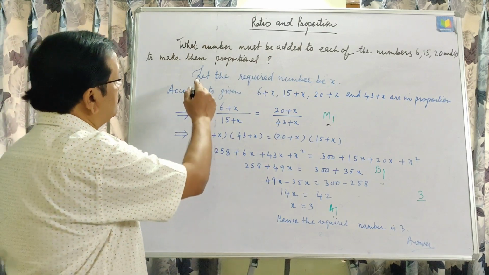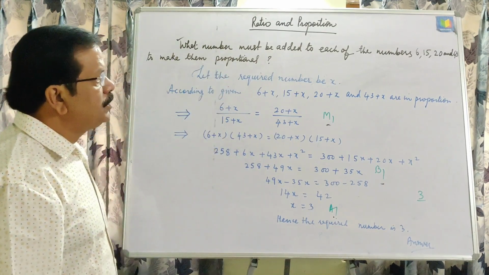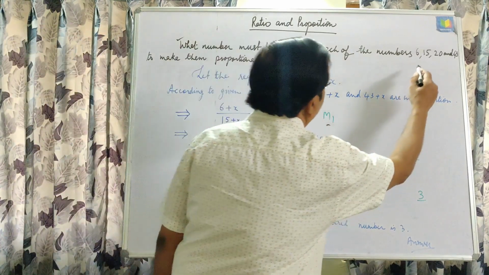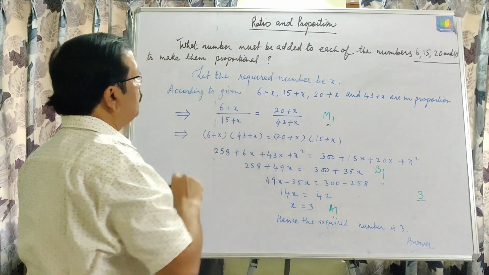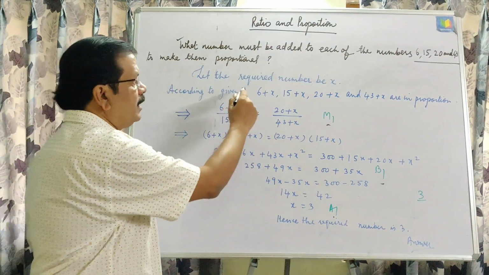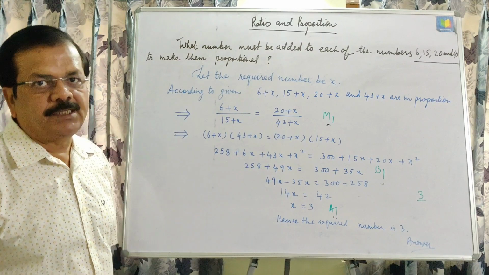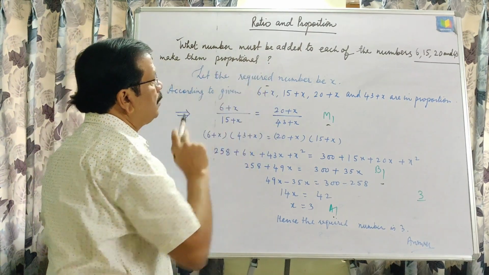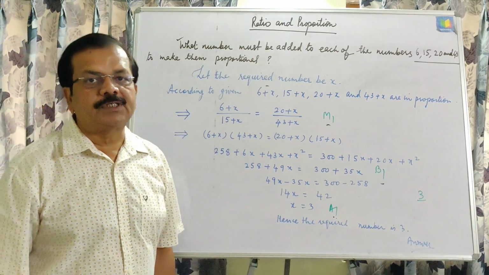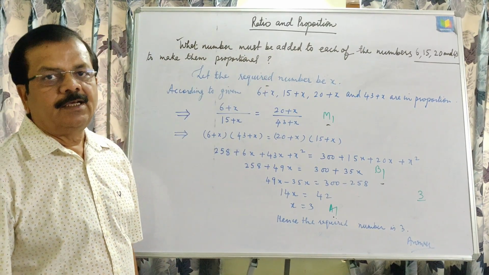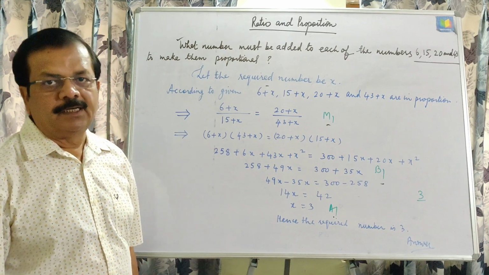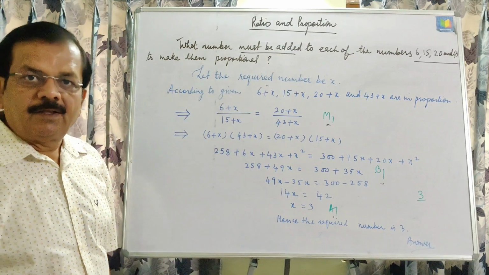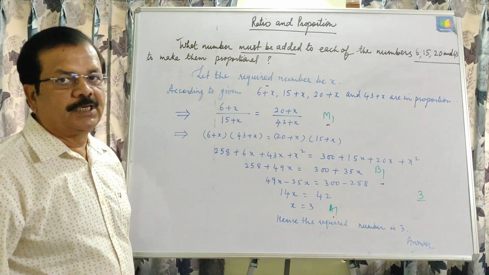Now the question: what number must be added to each of the numbers 6, 15, 20 and 43 to make them proportion? Let the required number be x. This is also asked in the board examination. Actually, there are two types of questions: what number must be added, or what number must be subtracted. In this question, you are asked what number must be added. The method for both types of question is the same.